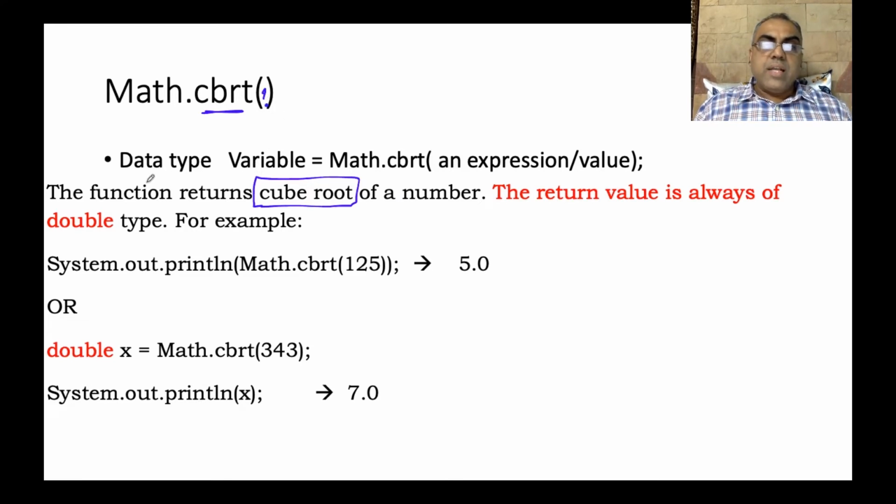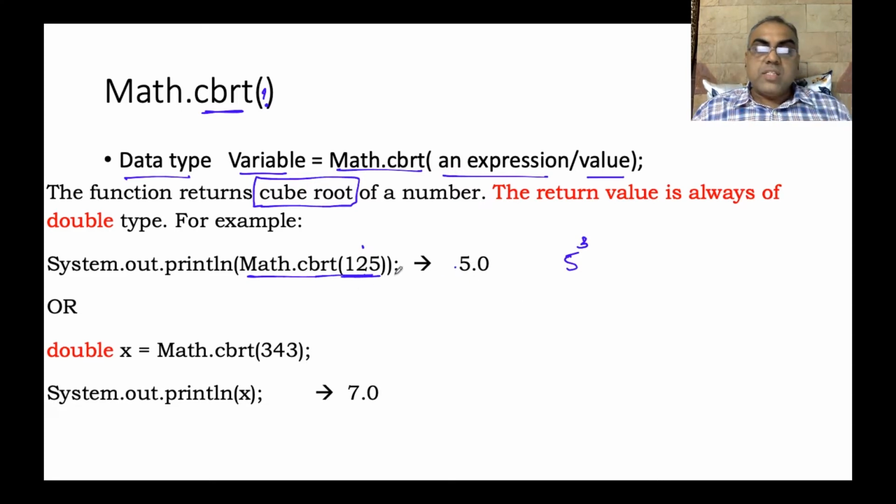So what is your syntax? Again, it will have a data type, variable, Math.cbrt. You can have an expression or a value directly. So if I have Math.cbrt of 125, then the cube root of 125, which is supposed to be 5, so 5 cube, you say. The cube root of 125 is 5.0, because the function always returns a decimal type. You will not get 5, but you will get 5.0.